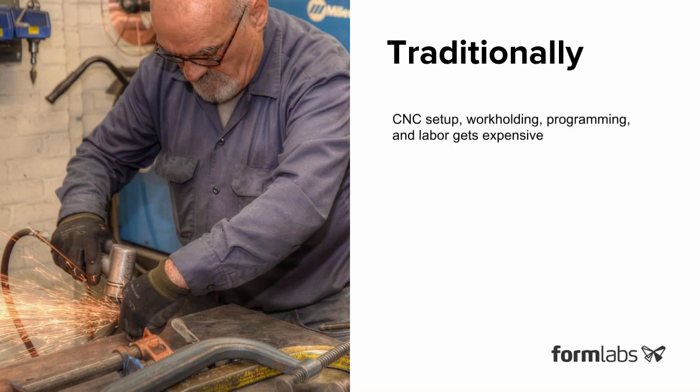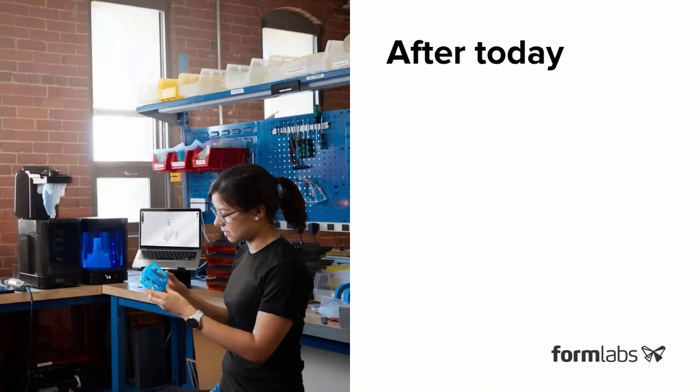I'm going to walk through a few things, but just to sort of set the tone, traditionally parts are produced with something like CNC machining. And we all know that for low run production, CNC setup, work holding, and programming really gets expensive. Other 3D printing technologies like fused deposition modeling or digital light projection can make parts quickly, but not always as precise as a laser-based machine like Form 2, and we're going to look at that in more detail.